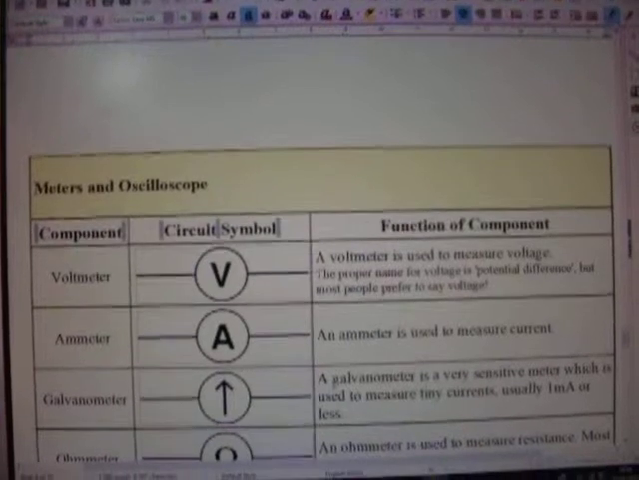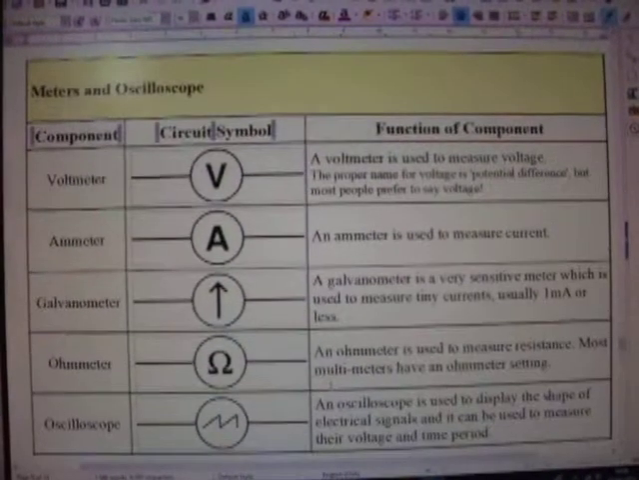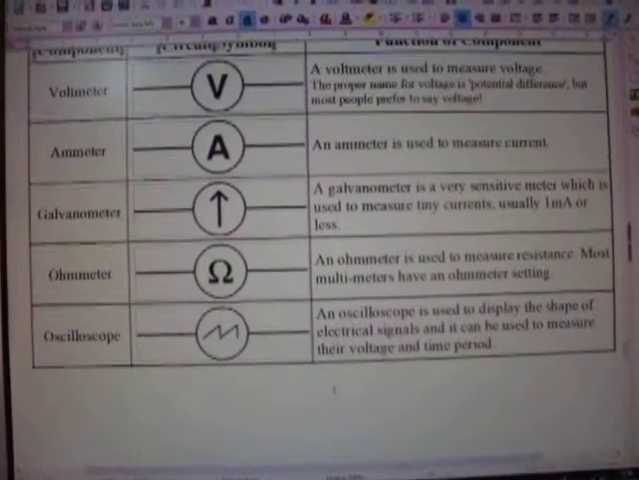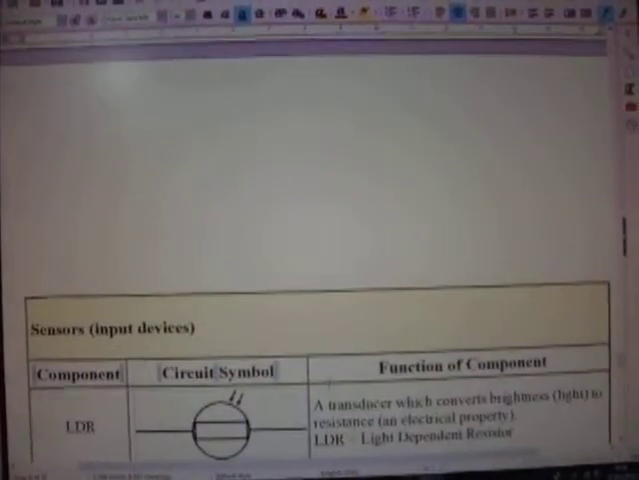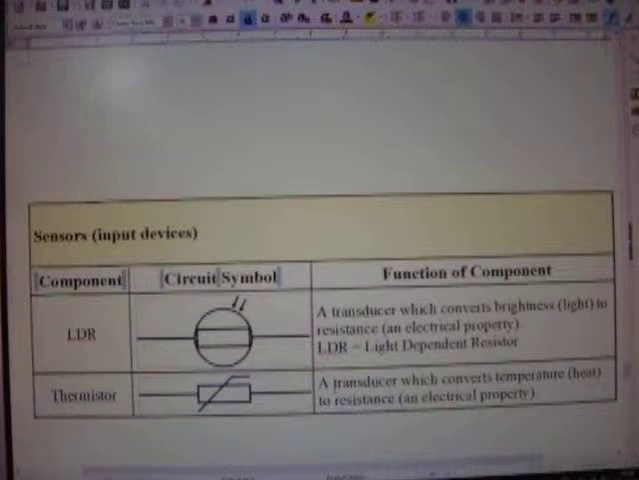Extract the information, draw out the symbols, write up what it means, okay? Get familiar with it. Know what you're talking about in reference to symbols.